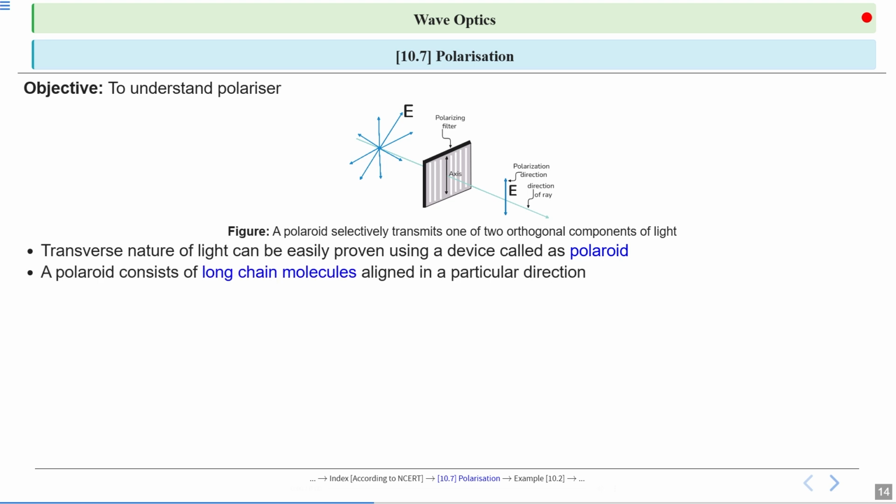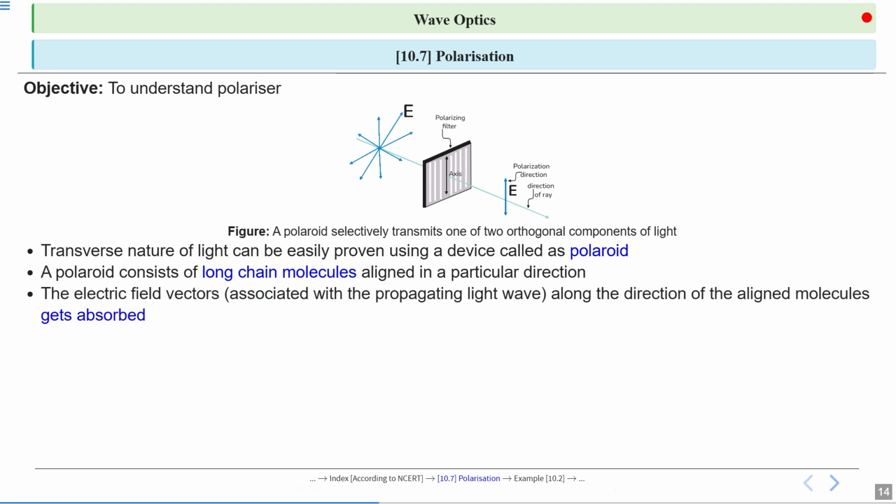So let's look into the structure of a Polaroid. It consists of long chain molecules aligned in a specific direction. This alignment is key because it determines which component of the light wave will be transmitted. Think of it like a comb that only lets certain strands of hair pass through.